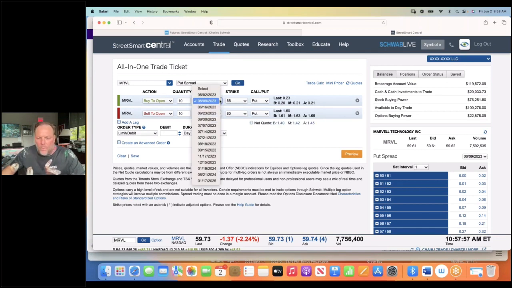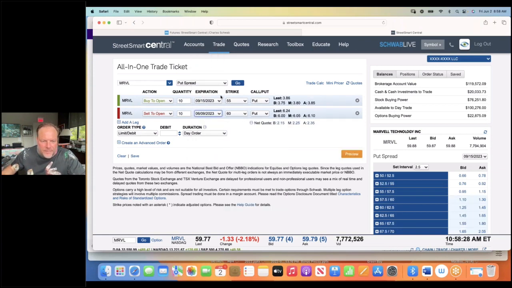When did we see earnings were for MRVL? Late August. So look at the expiration months. We go out here, we have August, but look at that, that's August 18th. That would be before the next earnings announcement. I like to go at least past the next earnings announcement, and that would give us September. So I'm going to click September. Sometimes this one clicks to September. I'm going to put this back to the weekly.